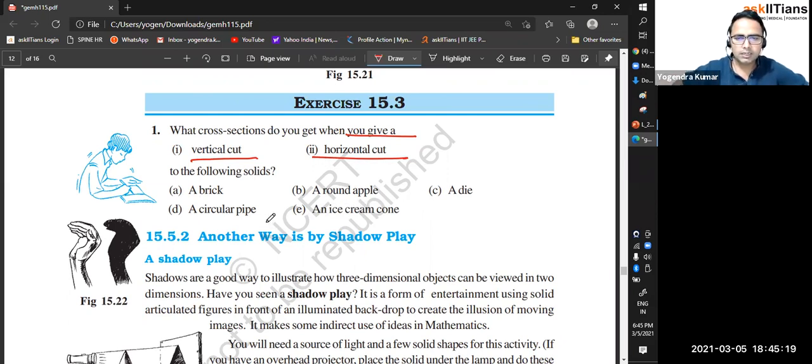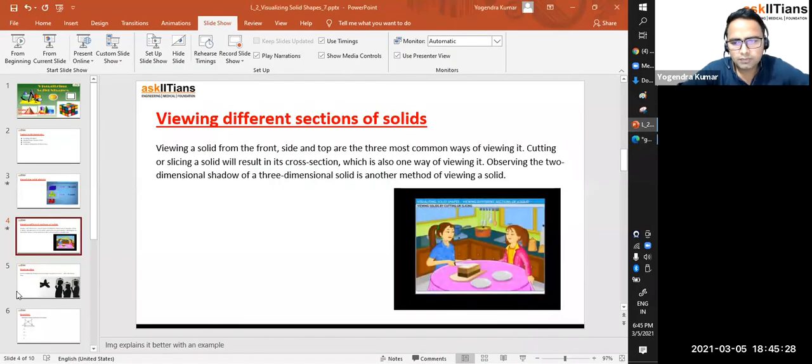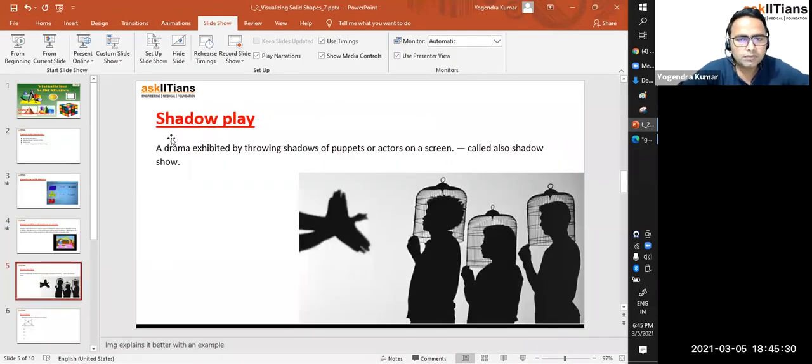Circular shape, die, these all are things there, right? Okay, now the next thing is shadow. This is what we cover here. Now what we need to observe here is shadow play. What is shadow play actually?